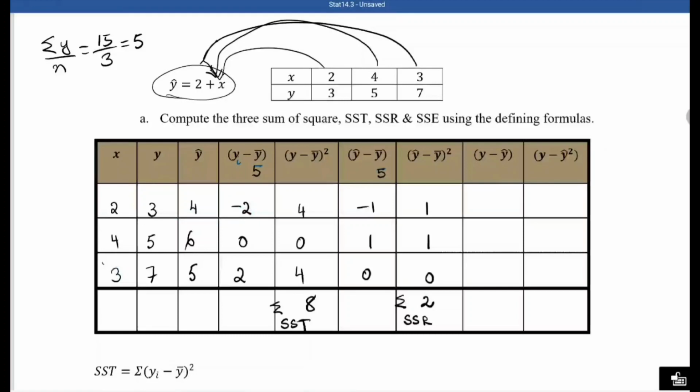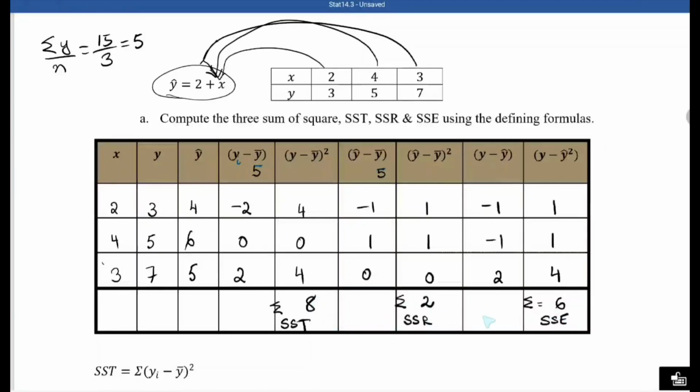So we are going to do the calculation through the table for SSE, and then we are going to cross-check using the identity. So y minus y hat, it's 3 minus 4, which is negative 1. 5 minus 6 is also a negative 1. 7 minus 5 is a positive 2. Square them in the last column. So 1, 1, and 4. 4 plus 1 plus 1 is a 6. So sigma is 6, and that represents our SSE.